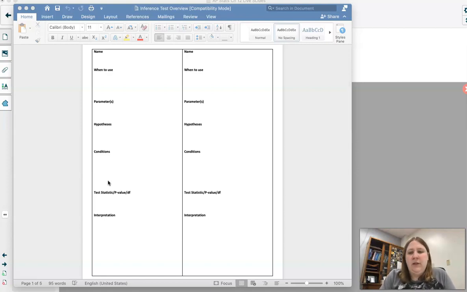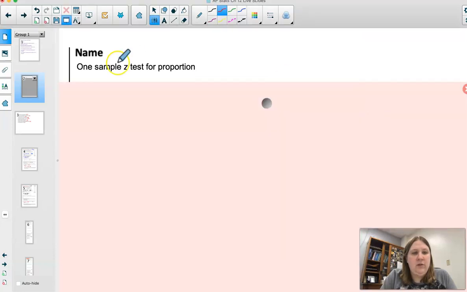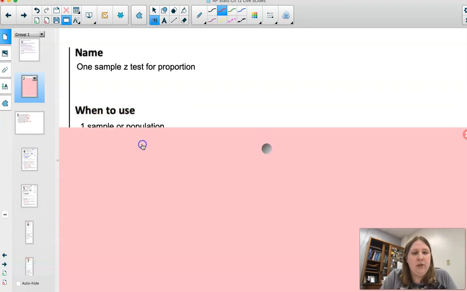So what I'm going to do is walk you through one of them so you can see how this works, and then you guys can go from there. The first one I'm going to do is a one sample z-test for proportion. This is the very first test that we did way back in section 9.2, I believe. So that's my test name, a one sample z-test for a proportion.